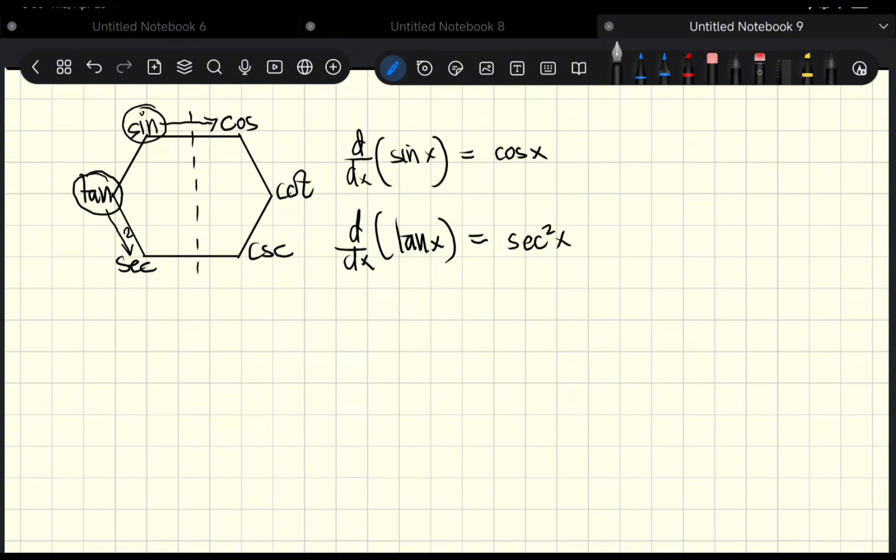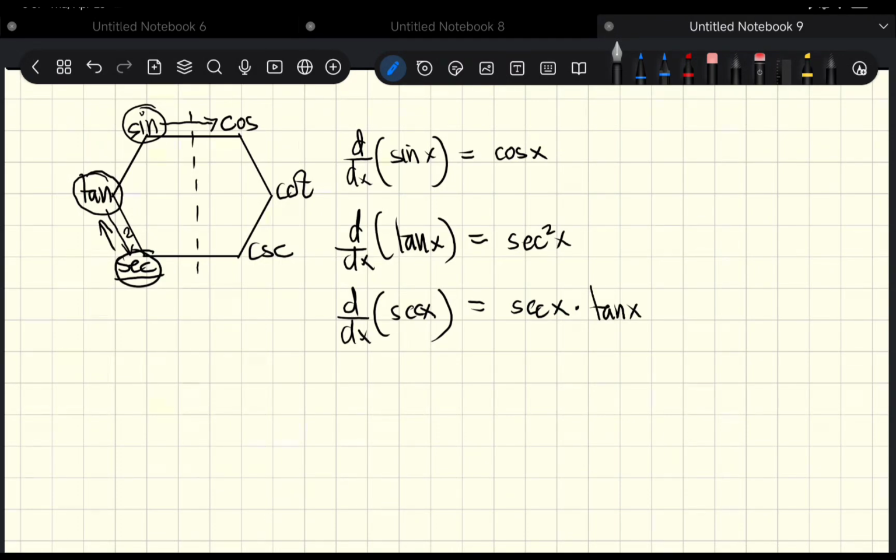How about the derivative of secant x? The derivative of secant x is equal to, if we are at the bottom here, then we first copy the function, secant x, then we move up here, tan, so that is tan x.